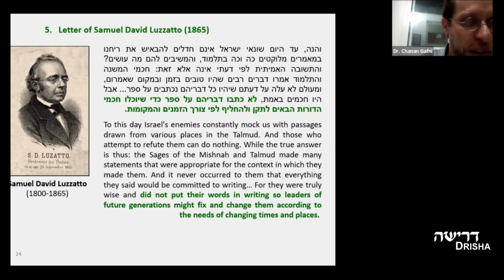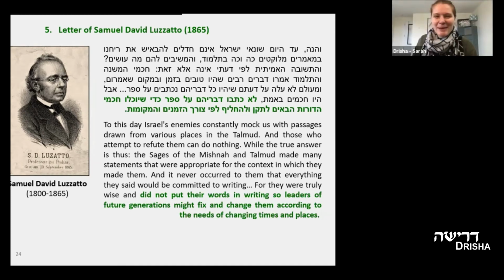And he's already not a reform rabbi, what we would call something conservative or more or less, and he's not trying to change Jewish law, but he still says, in the English translation, to this day, Israel's enemies constantly mock us with passages drawn from various places in the Talmud, and those who attempt to refute them can do nothing.